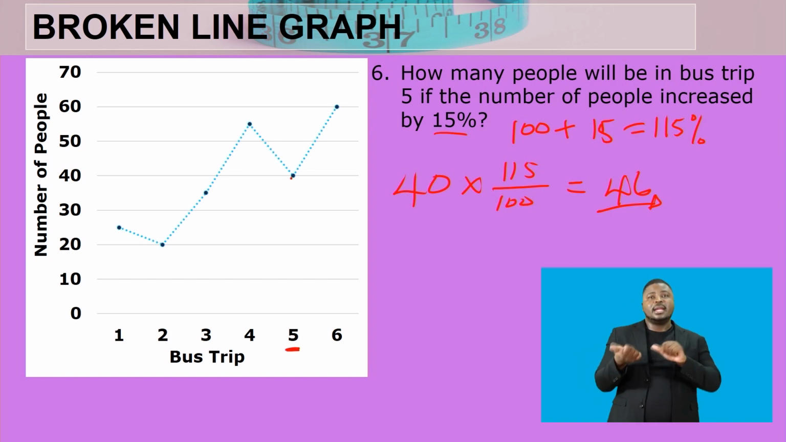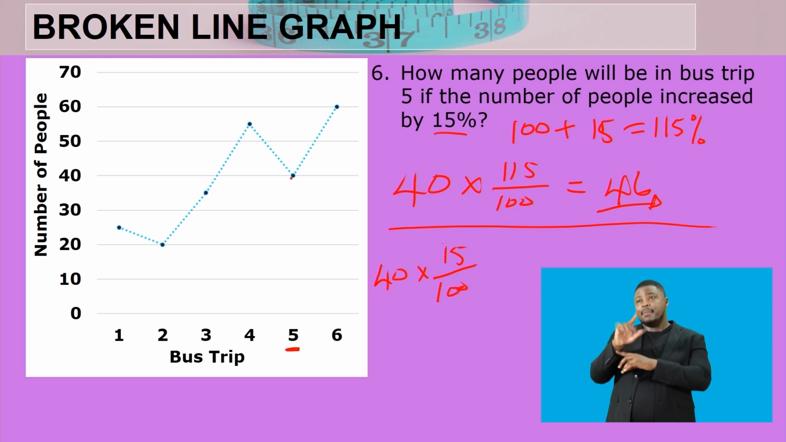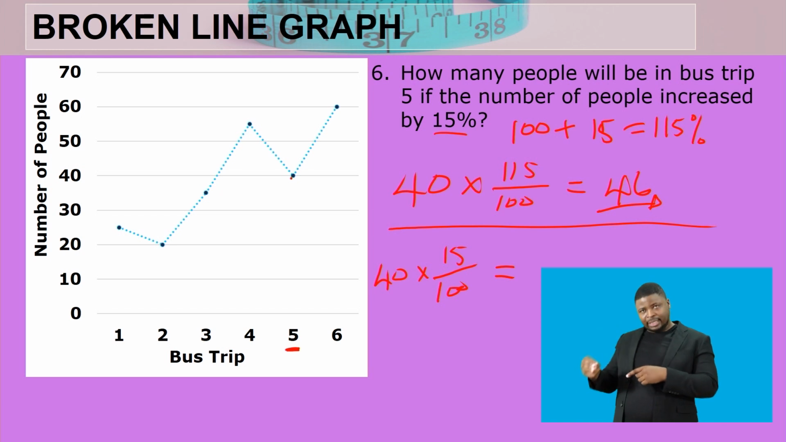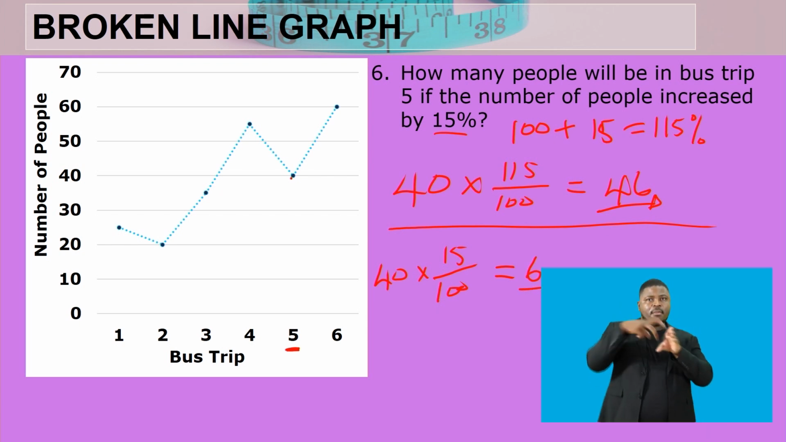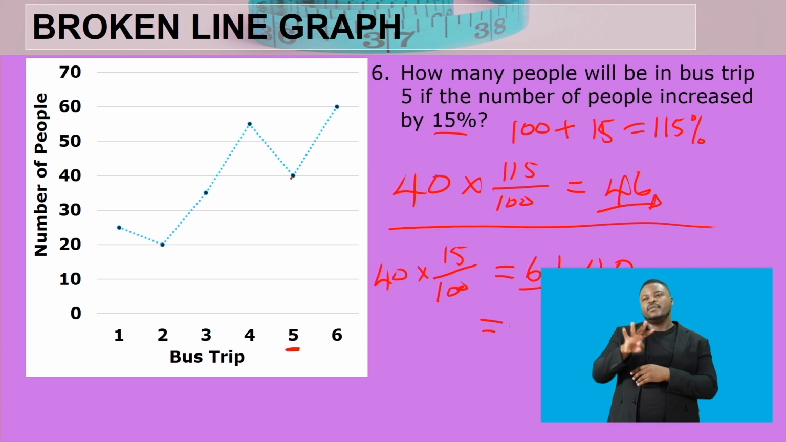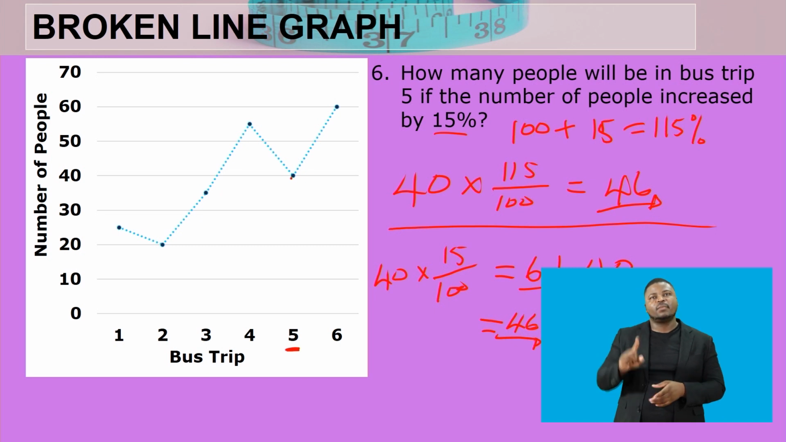Then another way of doing it, you can say 40 multiplied by 15 over 100, which is the 15% that we want to increase the number of people with. Then what is 40 multiplied by 15 over 100? It gives us 6. So it means the extra people that we have to add in the bus are 6. So what is the total number of people that will be in the bus? We'll say 6 plus the 40 that had already been there. Then what is 40 plus 6? It gives us 46 people, which is the same as the one that we got above there.